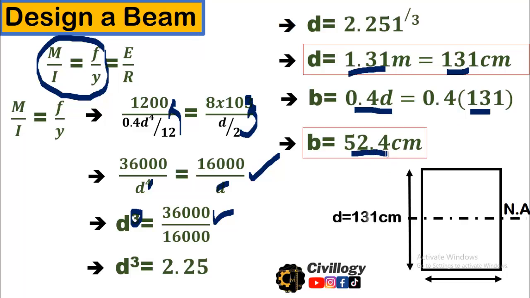So that's how in this situation you can find the depth D and breadth B for a given cross section of the beam under the given conditions. So that's all for today.